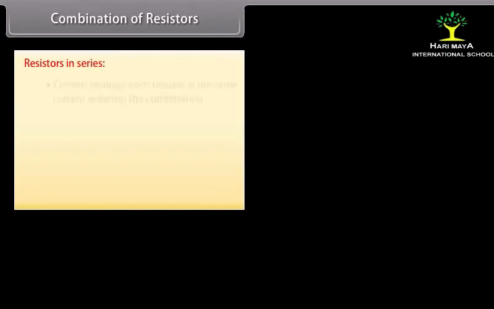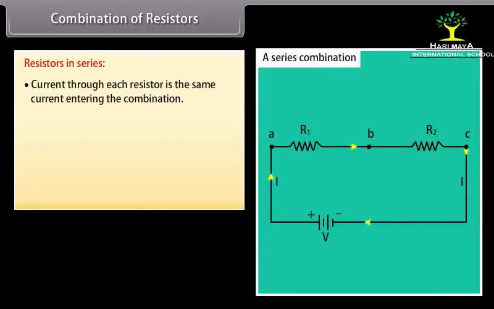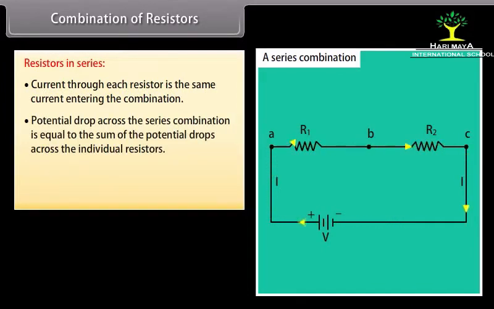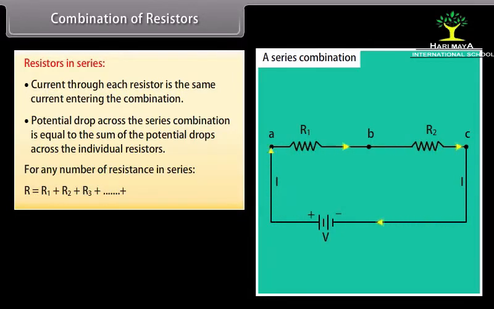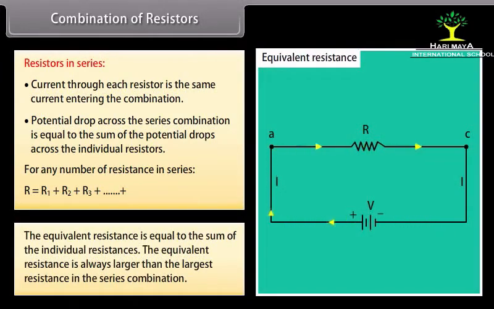Resistors in series. Current through each resistor is the same as the current entering the combination. Potential drop across the series combination is equal to the sum of the potential drops across the individual resistors. For any number of resistances in series, R is equal to R1 plus R2 plus R3 and so on. The equivalent resistance is equal to the sum of the individual resistances. The equivalent resistance is always larger than the largest resistance in the series combination.